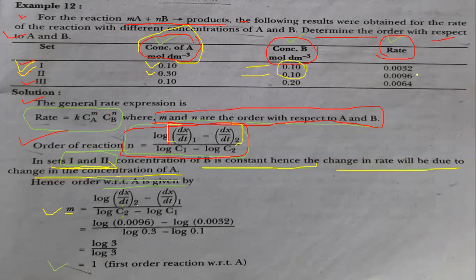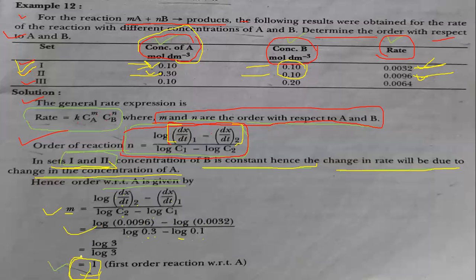So see, dx upon dt2 minus dx upon dt1, so this value minus this value. Now log of 0.096 minus log of 0.0032, upon log of 0.3 minus log of 0.1. So what is the answer? By solving this, you get the answer as 1.